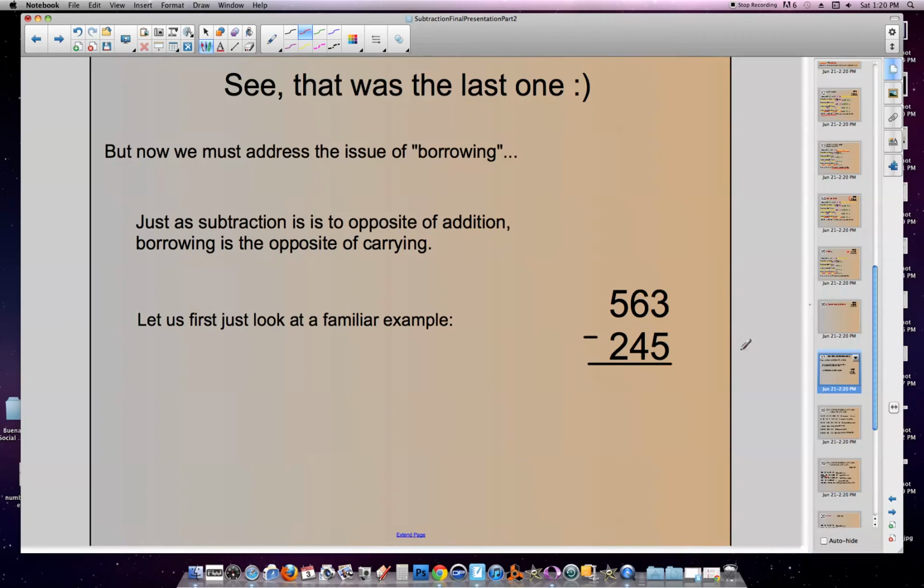And the last thing we're going to do is talk about borrowing. We get to a problem like this, and we say, well, I can't take 5 away from 3. That's not possible. And I think we know that typically we would strike out the 6, make it a 5, turn this into a 13. Which works. Once again, that's a great way to do it. It's fast, but why can we just randomly make the 6 a 5 and the 3 a 13?